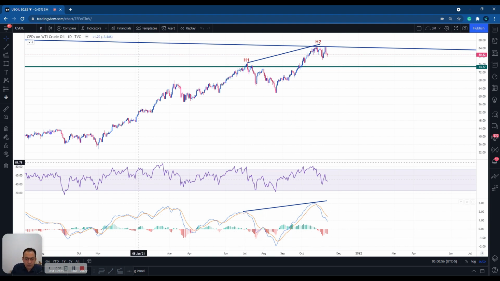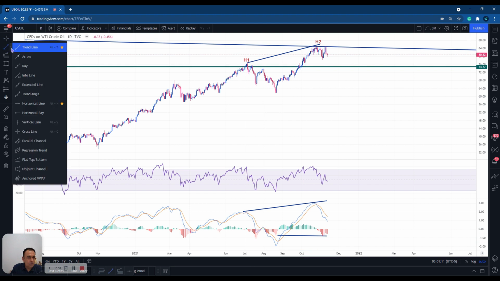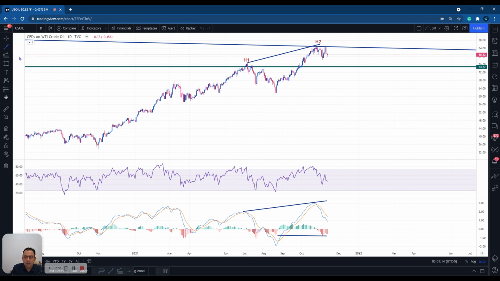So what may happen? It may form hidden bullish divergence and continue higher. So it may make a retest, complete the hidden bullish, and then continue higher. Scenario 1.